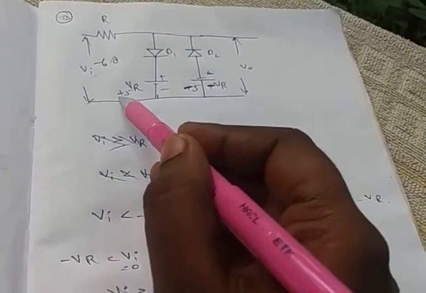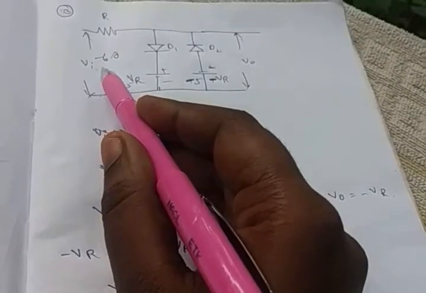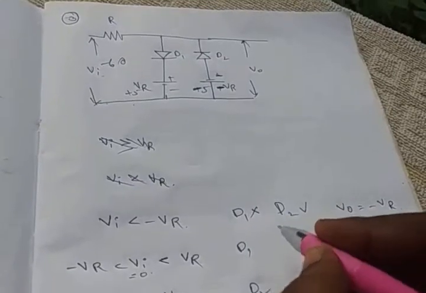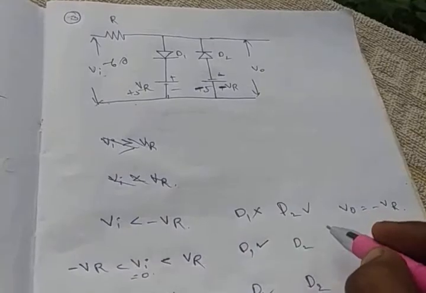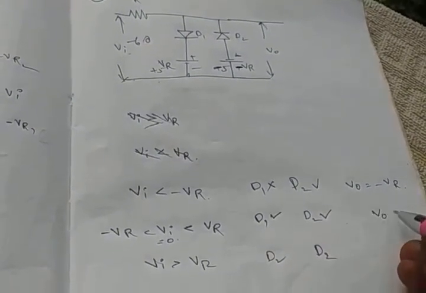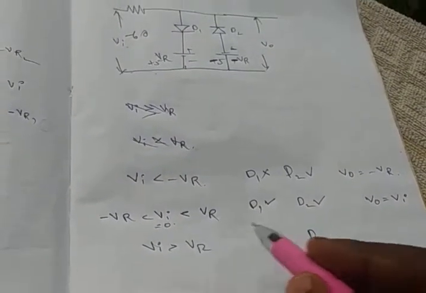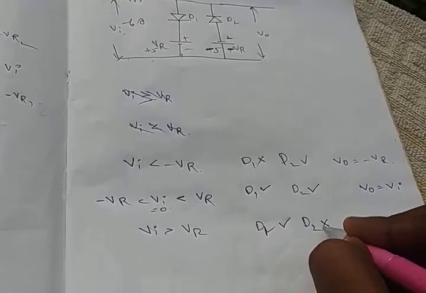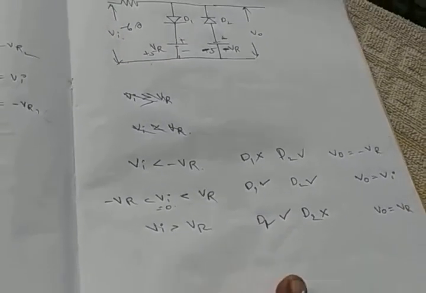Here Vi value will be equal to 0. So 0 has lesser positivity than plus 5. So the diode D1 will be on, D2 also in on state. V0 will be equal to Vi. So for Vi greater than VR conditions, the diode D1 should be in on state and D2 should be in off, as we explained earlier, no? So V0 will be equal to VR.